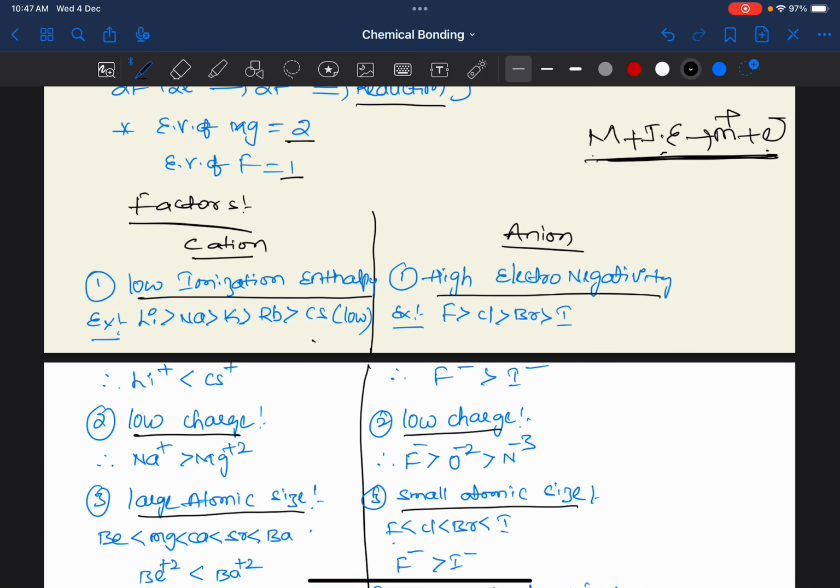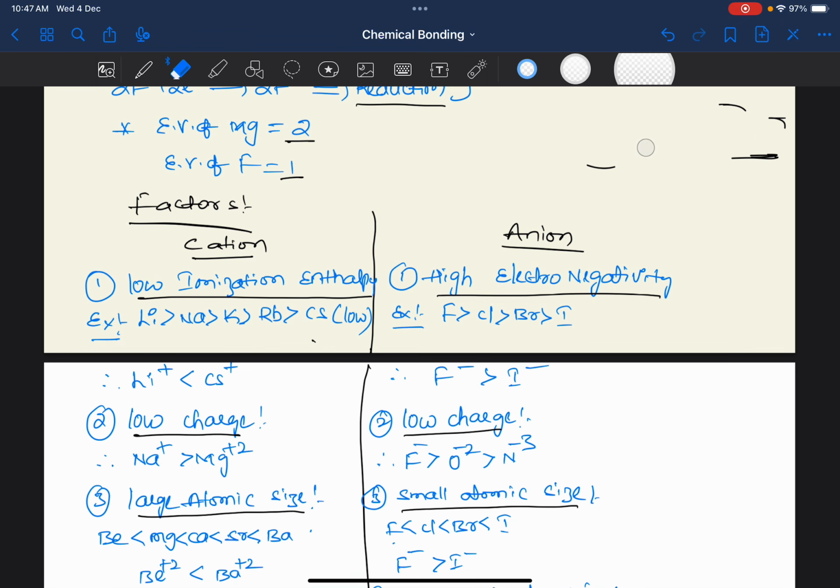This energy is called ionization enthalpy. So elements with low ionization enthalpy easily lose electrons, therefore they are easily converted to cations.